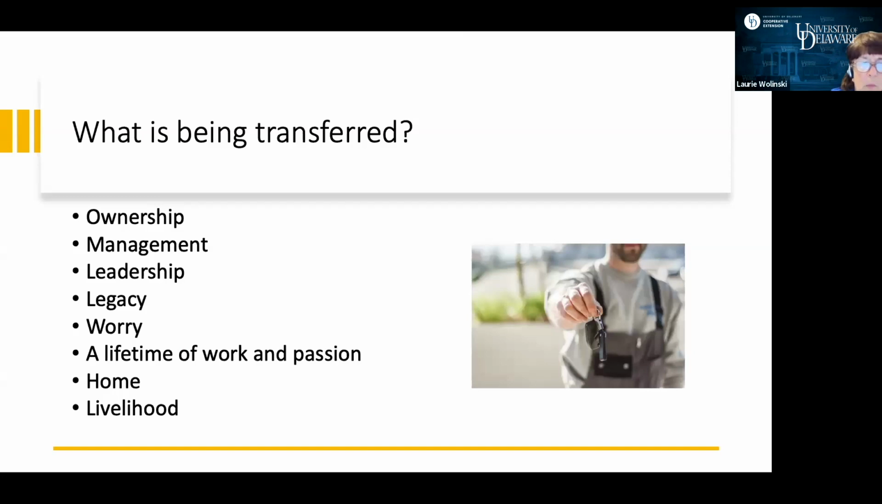But when you're thinking about what a succession plan is, think about what is actually being transferred. Ownership, management, leadership, legacy. Also, sometimes being able to transfer that worry. A lifetime of work and passion, maybe the home and livelihood. You're also transferring risk. I didn't put that in here, but it's true.